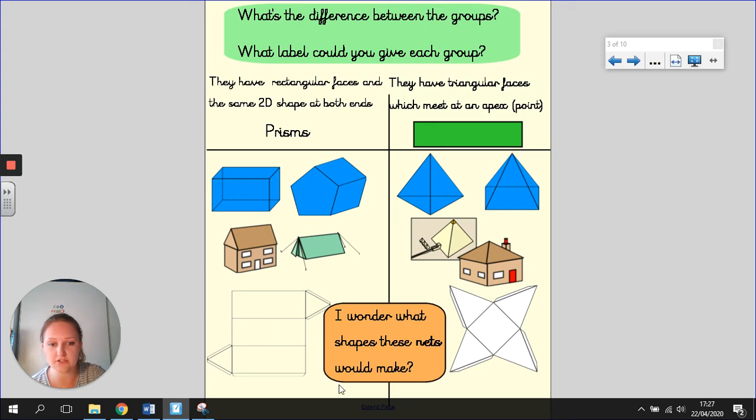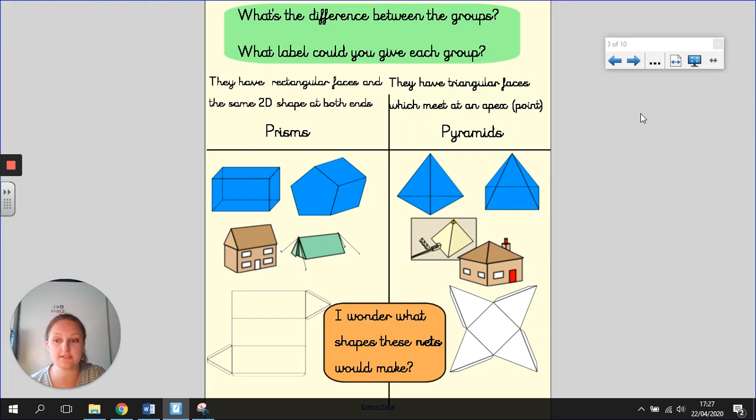And then at the bottom here, just to show you, it's showing you the triangular faces there and the square base. So what shape would that make? If this has 3 rectangular faces and 2 triangular faces at both ends, I wonder what shape that would make. So we've got prisms and we have pyramids. These are the main 2 groups of 3D shapes.